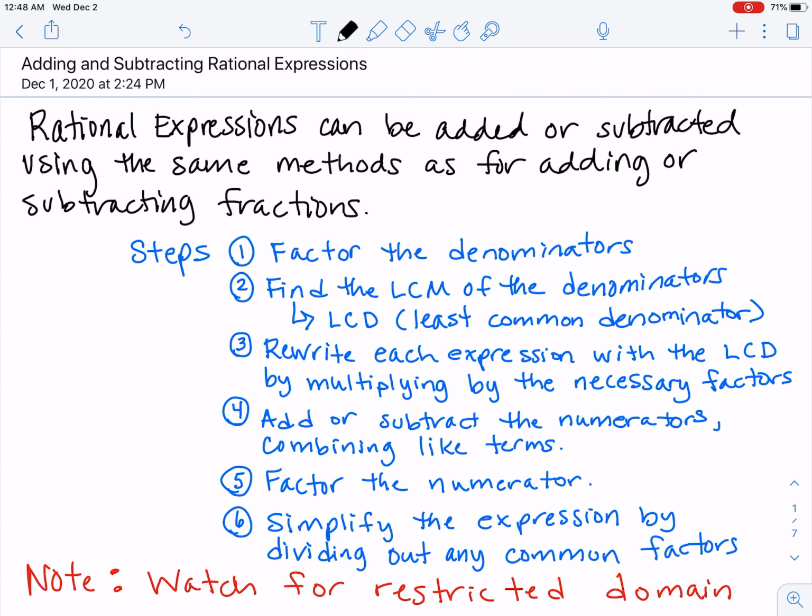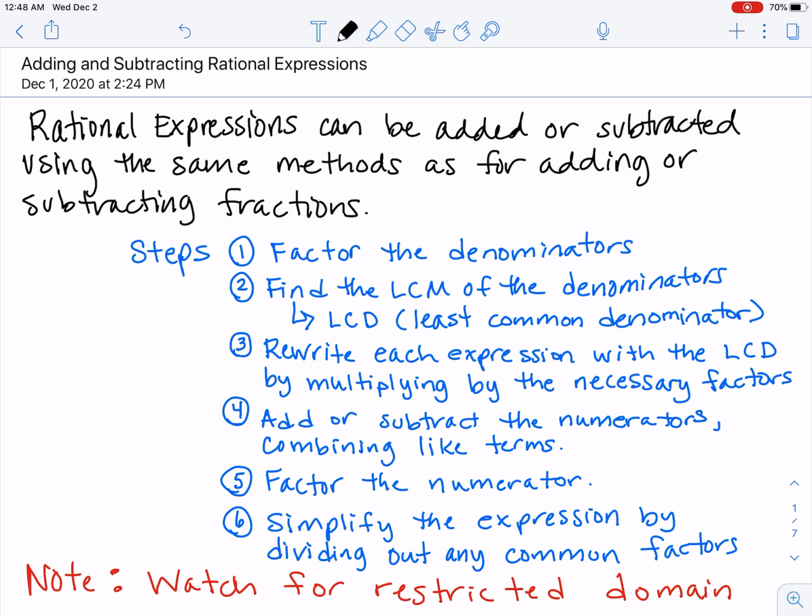This video is going to be about adding and subtracting rational expressions. And I just want you to recall that a rational expression is where you have a polynomial divided by a polynomial. So it looks like a fraction, but the numerator and the denominator are both polynomials. And we're going to end up adding and subtracting these. And you're going to use those same methods that you use for adding and subtracting fractions, doing our rational expressions.